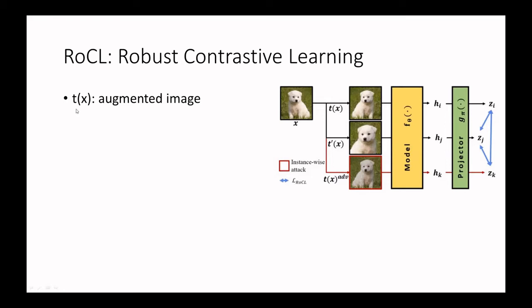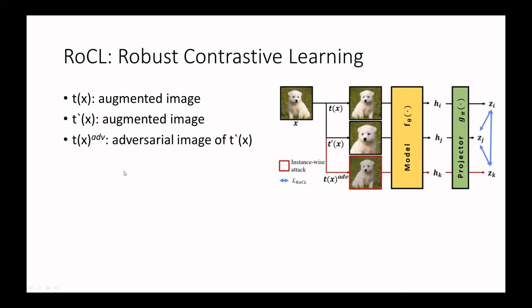So this T of X is the augmented image that I already said. T dash of X is the other form of the augmented image. T of X adversarial is the adversarial image of T dash of X. Okay, so this is the overall ROCL framework. But the one thing that we can note here is that the adversarial image is being added to the positive set of Z.